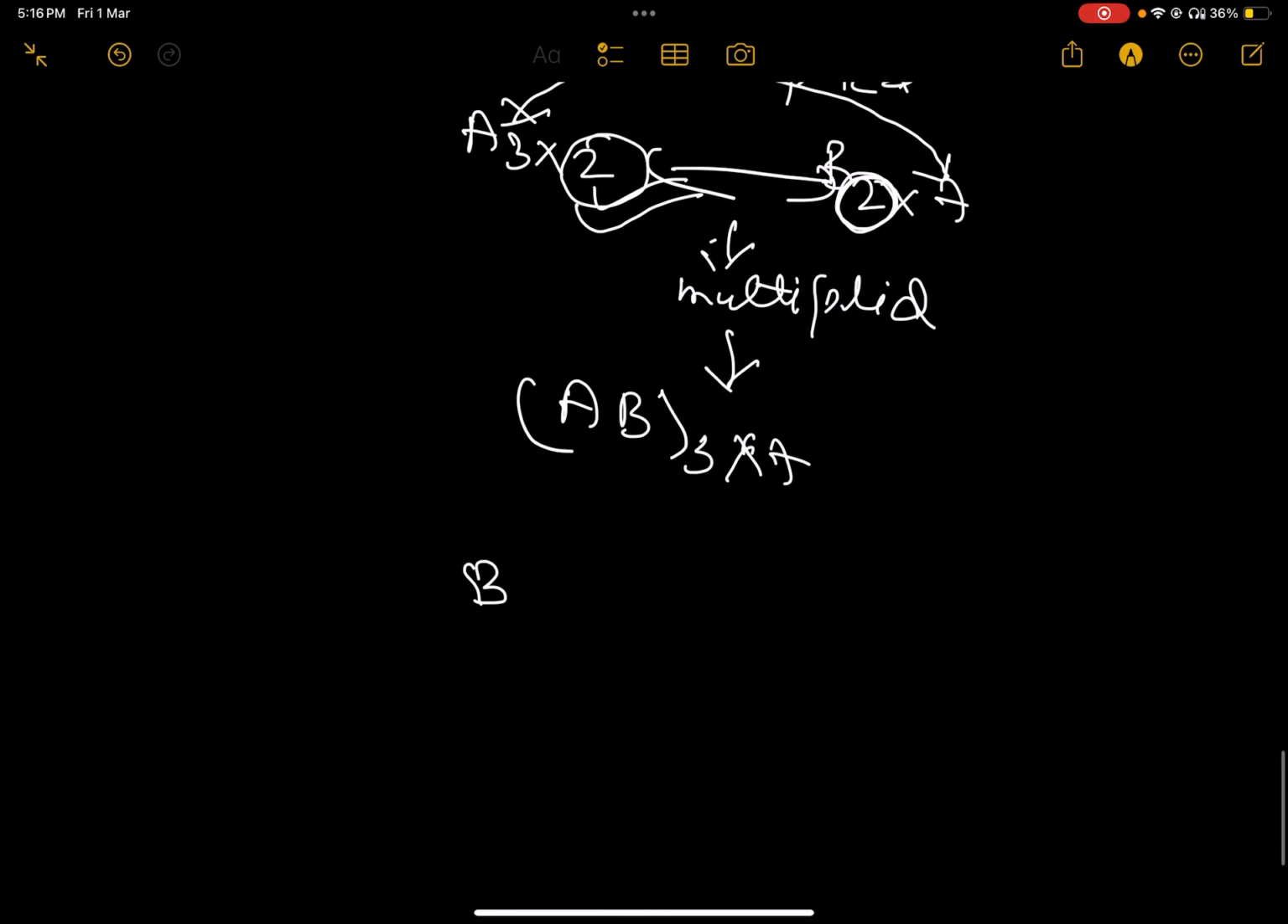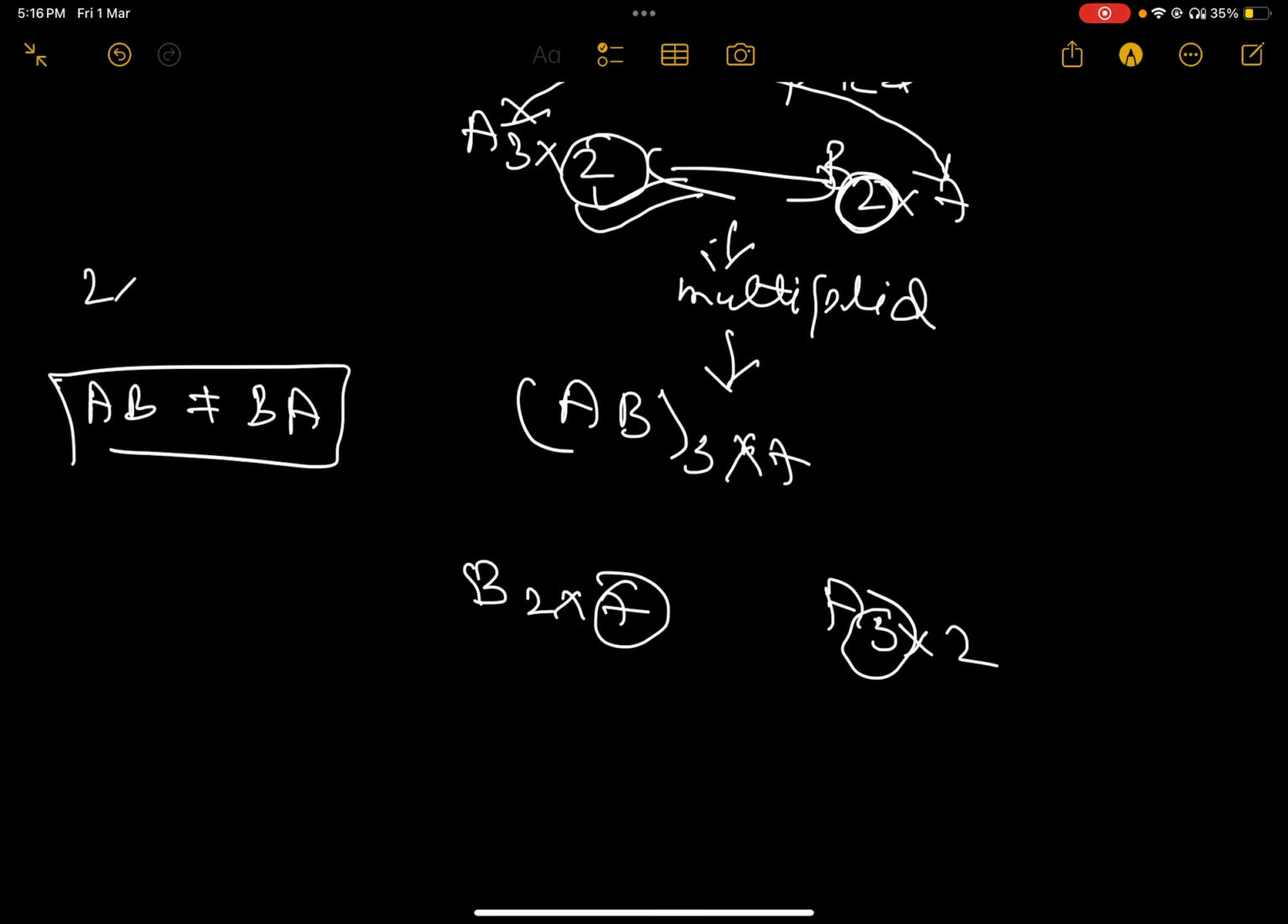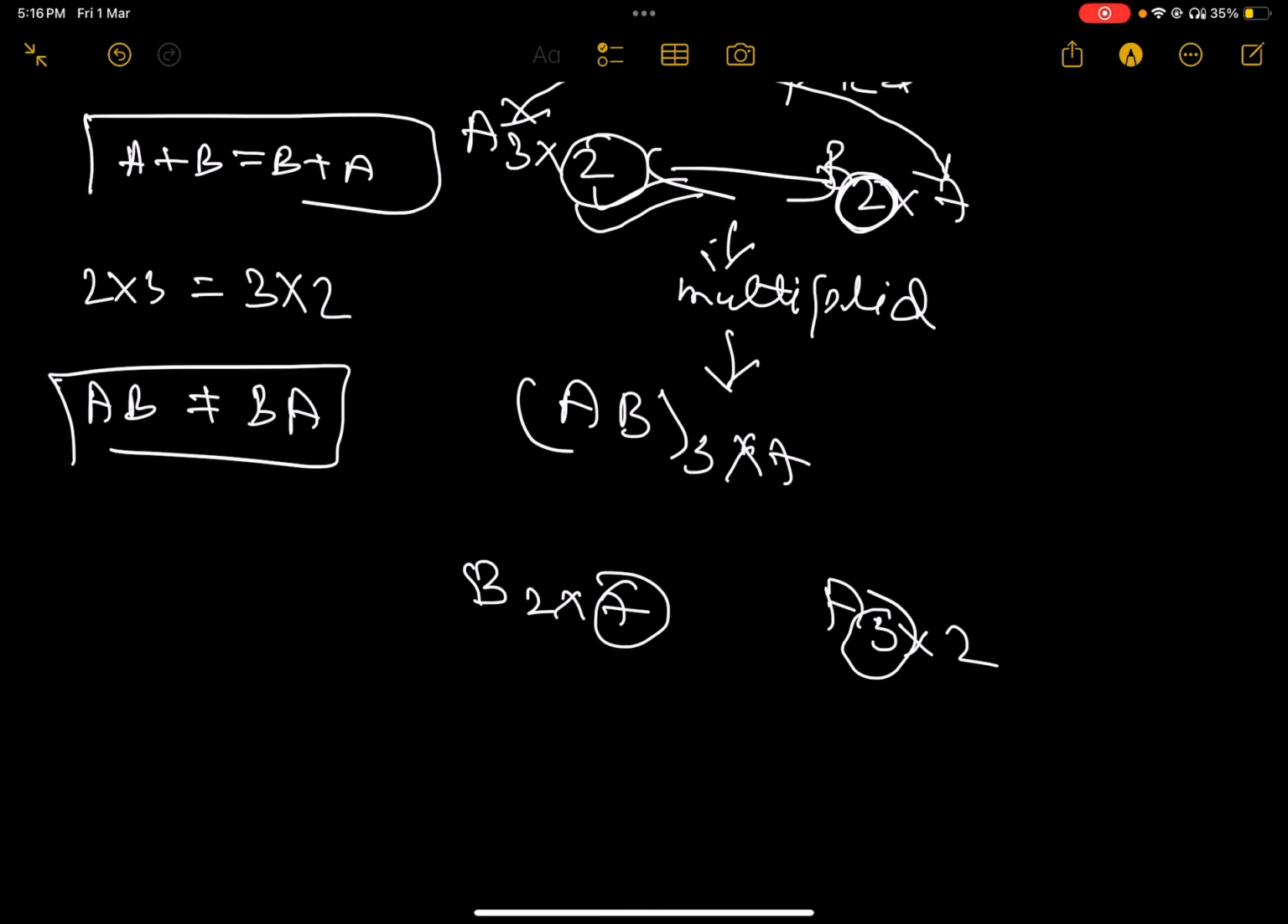Is B, which was 2 cross 7, and A, which was 3 cross 2, eligible for multiplication? No, 7 is not equal to 3. AB is not equal to BA. This is not your common maths, where you'd say 2 cross 3 is equal to 3 cross 2. No, multiplication in matrices runs in a completely different way. A plus B is B plus A in matrices also, but not in multiplication. So AB can be multiplied, but BA cannot be multiplied.